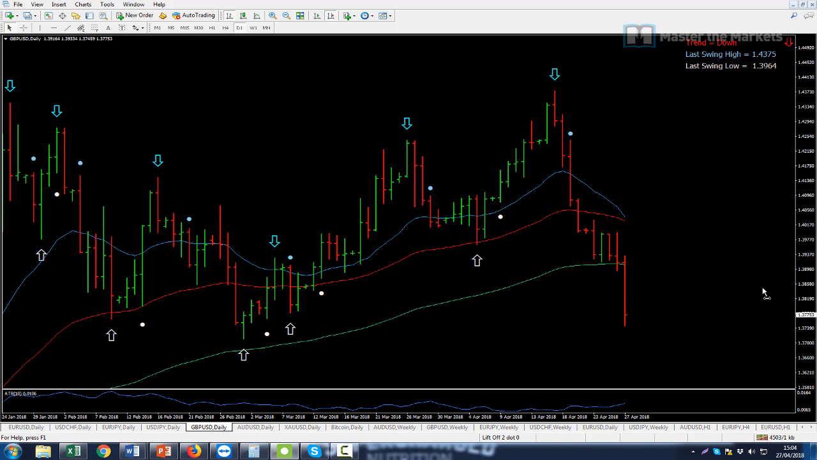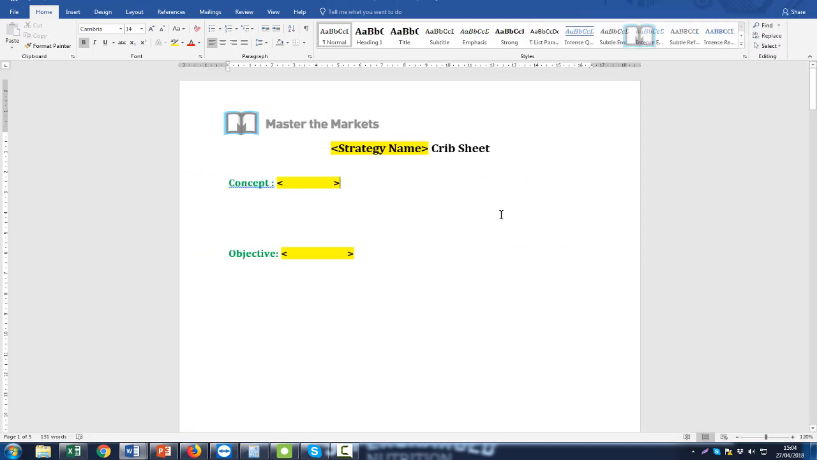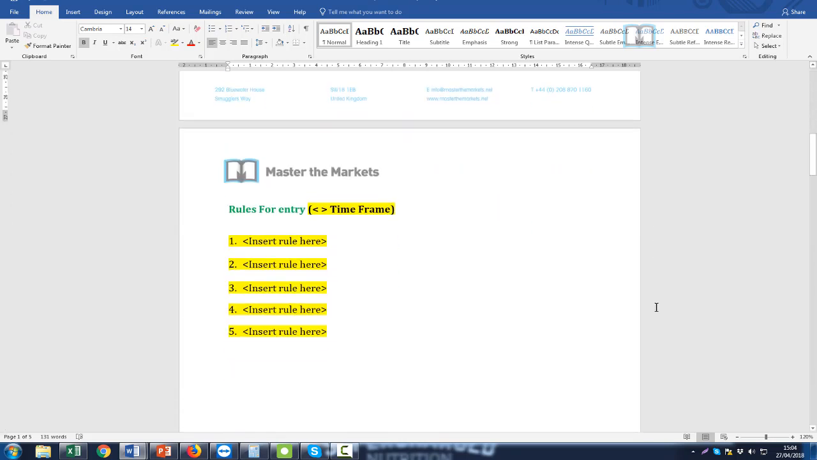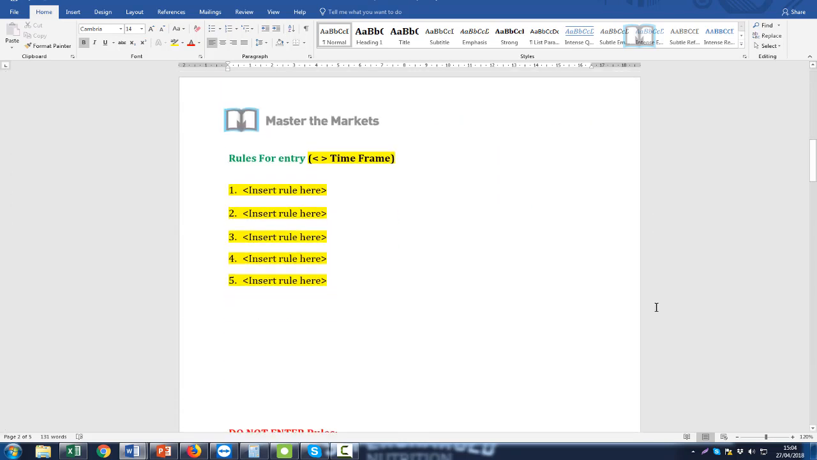So understand this, your crib sheet first of all, and here is a template for you. First of all, you get the concept, the objective. You need to get that right. What is the concept? What's the objective of the trading strategy you're building? Most traders don't even start with this. They don't even know why they're building the trading strategy or what it's meant to achieve. And what's the point of that? You need to go back and look at some previous videos we've made on concept and objective.